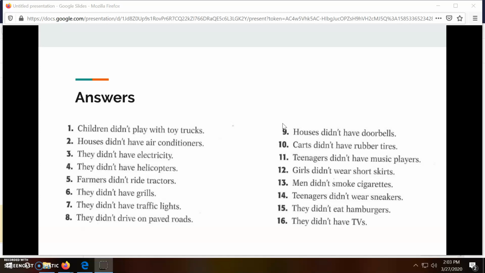So, because we were describing things that were wrong, we use the negative form. All of these statements have didn't, right? So didn't play, didn't have, didn't ride, didn't drive, didn't wear, didn't smoke, didn't eat. Once again, notice when you use didn't, you must use an action verb in the base form. There's no ed, so it is in the base form.